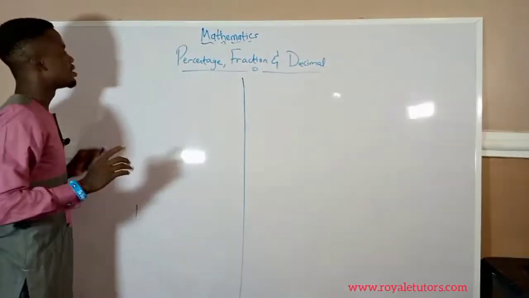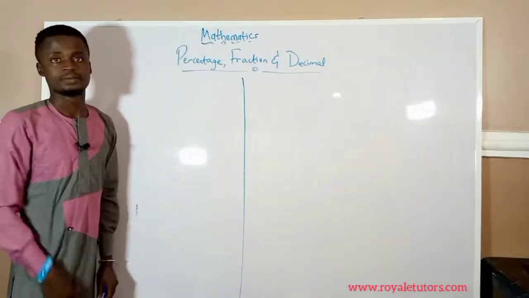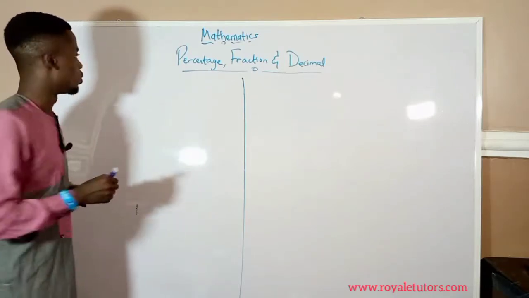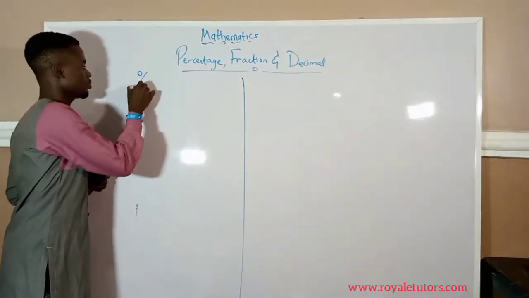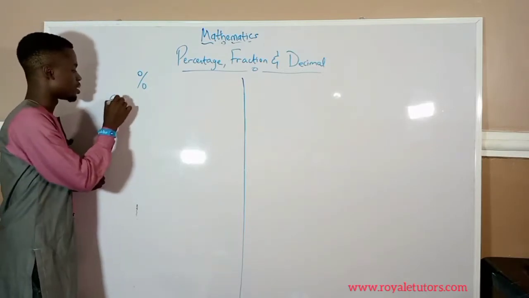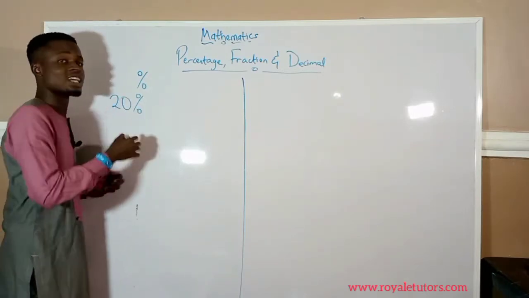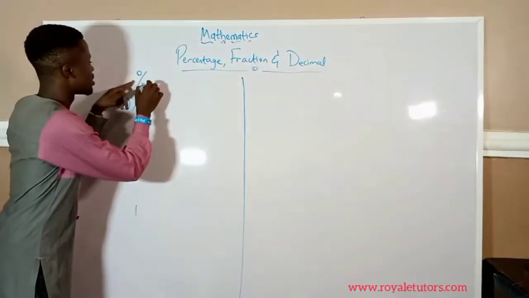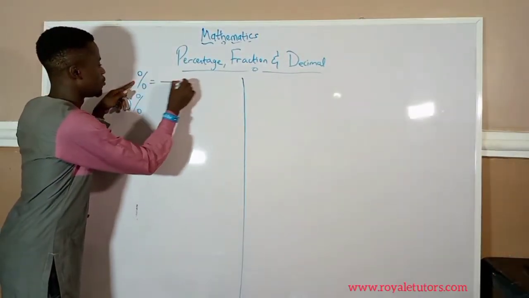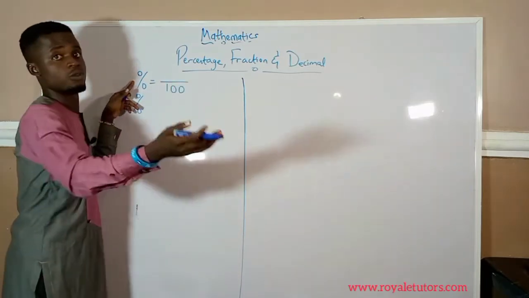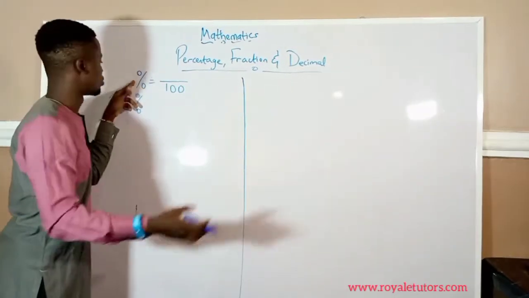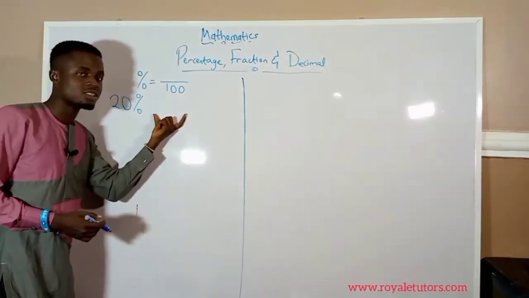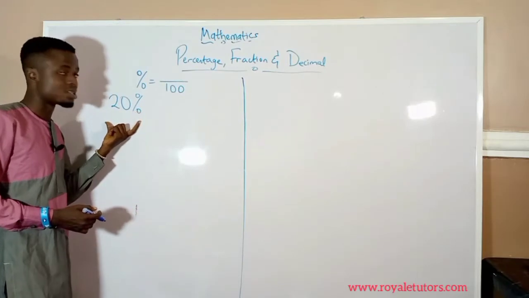Okay, percentage simply means out of 100. Whatever you're talking about, anytime you say percent, it means out of 100. You represent it with this sign. So if you say 20%, you are saying 20 out of 100. This percent simply means division by 100. That's why I said out of 100. So when you say 20%, now I want to convert 20% to fraction. I will also convert 20% to decimal.